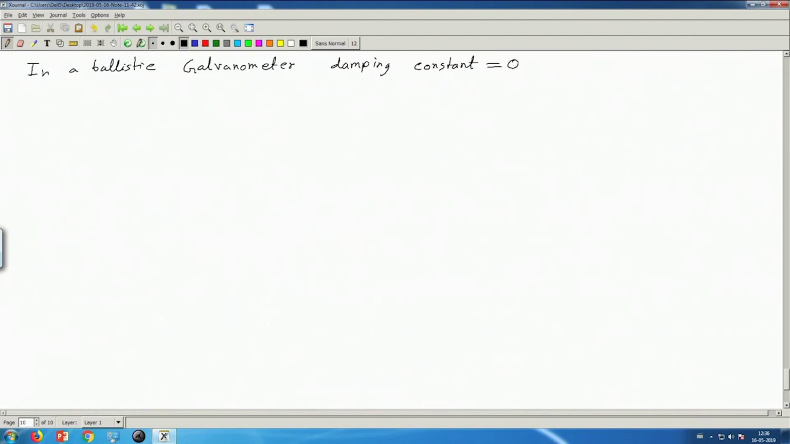Okay. So, there is no damping force, no damping torque. Now, say impulse current flows through the coil of the instrument for a very short duration. Okay. So, impulse current flows.